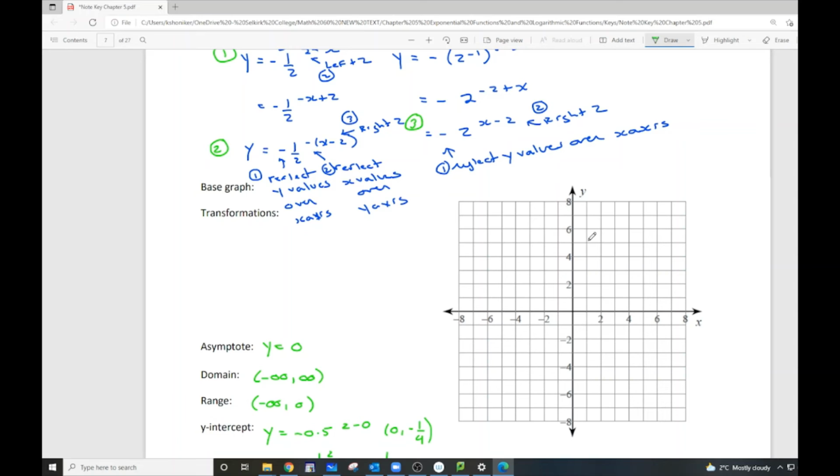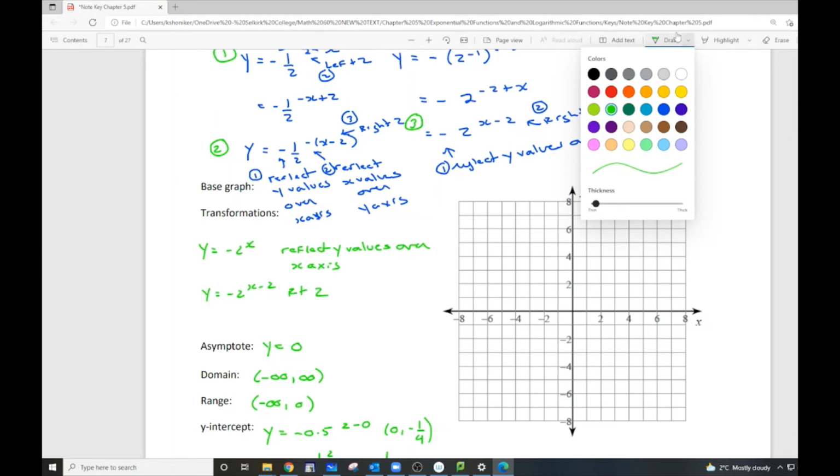Well, I think the easiest one is number 3. So I'm going to graph this guy. So I'm going to graph y equals negative 2 to the x. So the first thing I'm going to do is reflect my y values over x-axis. And then I'm going to negative 2 to the x minus 2. I'm going to move it right 2. Doesn't matter, right? You can do any of these 3, but I just feel like this is the easiest.